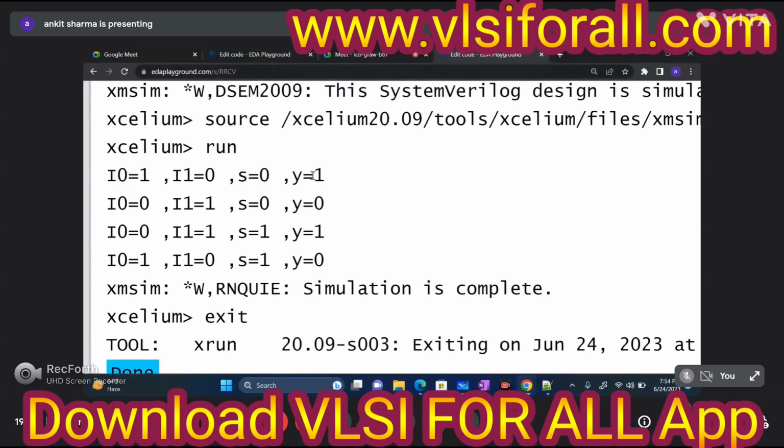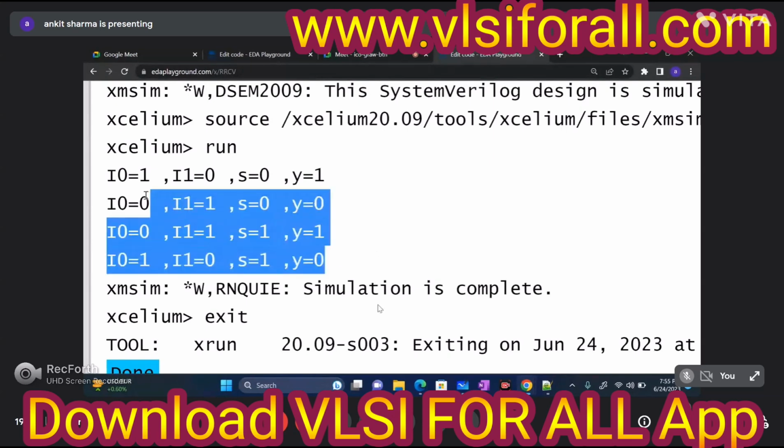Whenever your s is 0 and your I0 is 1, you are getting y as 1. In the next case, whenever your s is 0 and your I0 is 0, you are getting y as 0. And next, if your s equals 1, then whatever you have at I1, the same you should get in the output. Here also s equals 1 and I1 equals 0, and the same you are getting, y equal to 0.